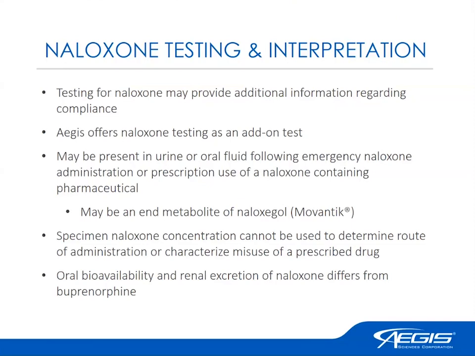It may also be present if a patient received emergency naloxone from a relative, friend, law enforcement, an emergency department, whatever the case may be. Naloxone may also be an end metabolite of naloxegol, or Movantik, which is a drug used to treat opioid-induced constipation. The oral bioavailability and renal excretion of naloxone differs from buprenorphine, and this partly accounts for the differences in detection with toxicology testing. The ratio of buprenorphine to naloxone cannot be used to definitively state the route of administration of a drug or characterize any misuse of a prescribed drug.